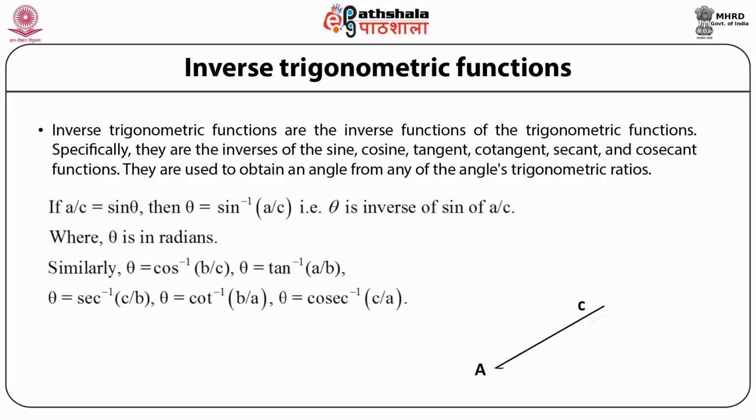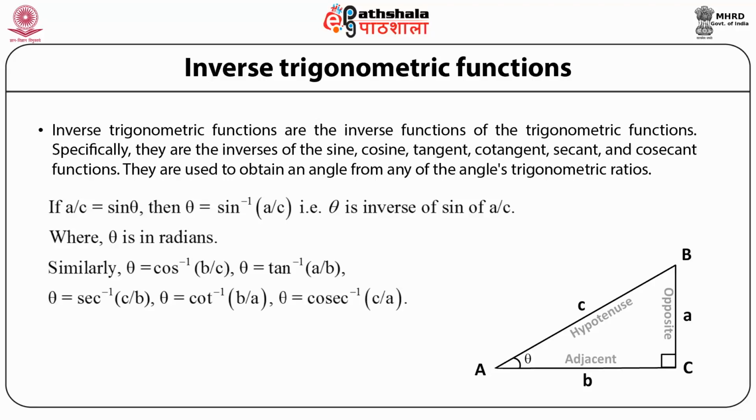So, if small a, small b, small c are the sides of the triangle as shown in the figure on the right hand bottom, then a by c is equal to sine theta, then theta is equal to sine inverse of a over c, where theta is in radians. You have to remember this very carefully because many people consider it to be in degrees. Theta now is in radians.